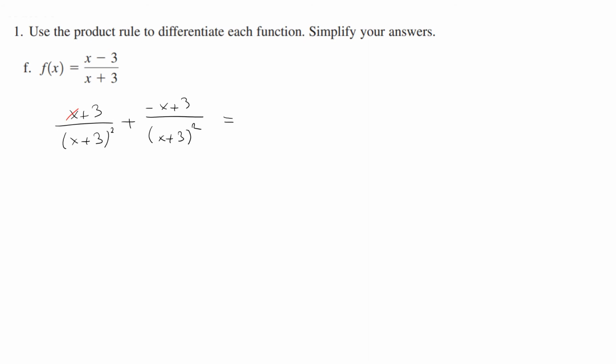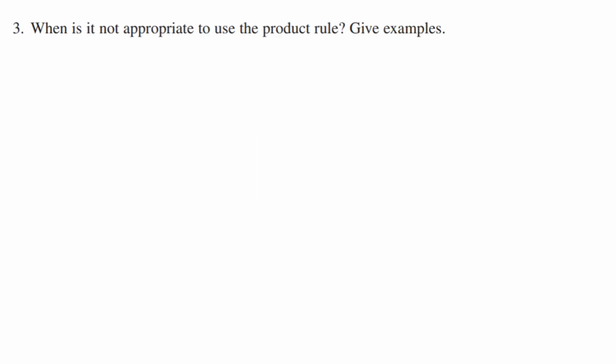I see that I have a positive x and a negative x, and when I add them together, those cancel out. So I'm left with 6 over (x plus 3) to the power of 2, and that would be your answer. So how do you know when to use the product rule and when to not?